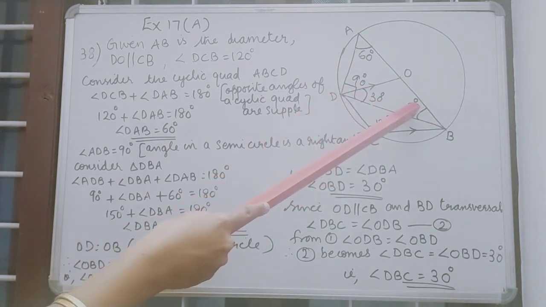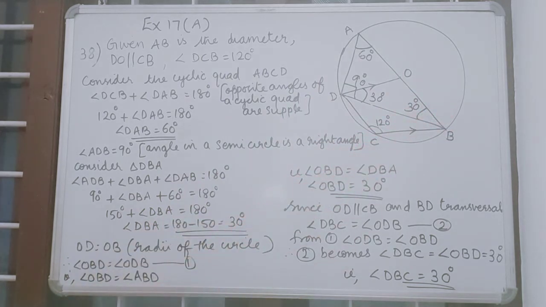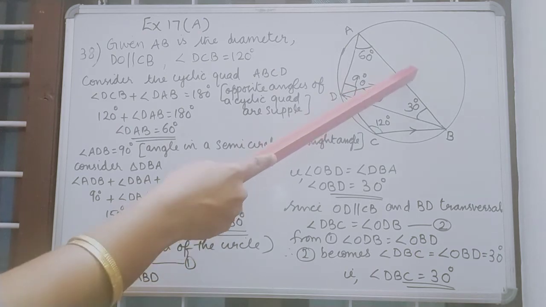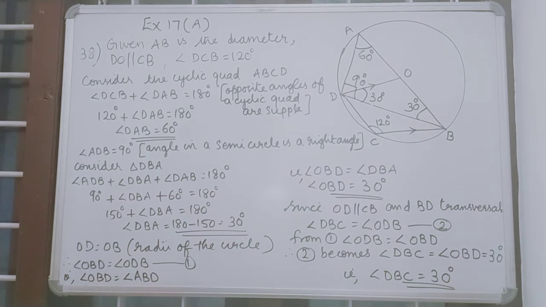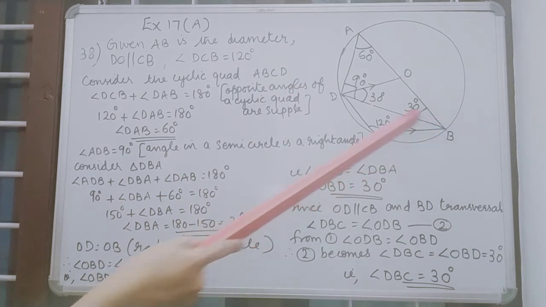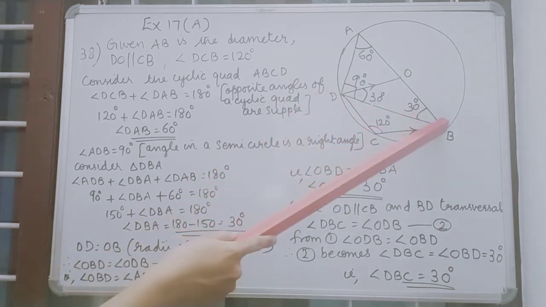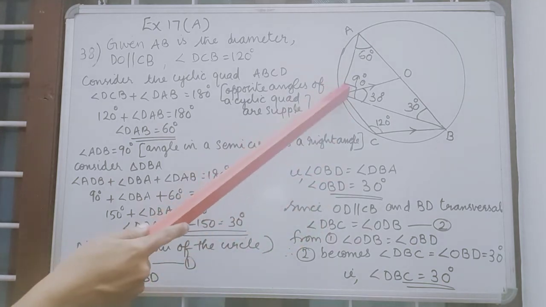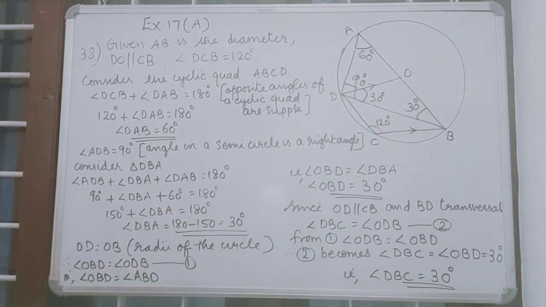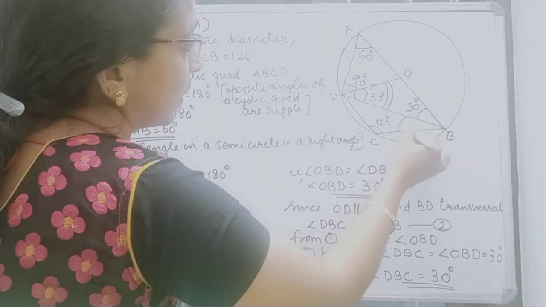Equal to 30 degree and ODB is equal to 30 degree. Given OD is parallel to CD and BD is the transversal, we can say that angle DBC and ODB are the alternate angles. So which are the alternate angles? Angle DBC, these two are the alternate angles, this one and this one.